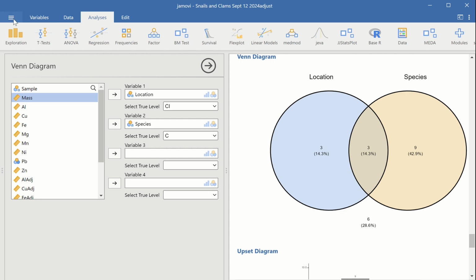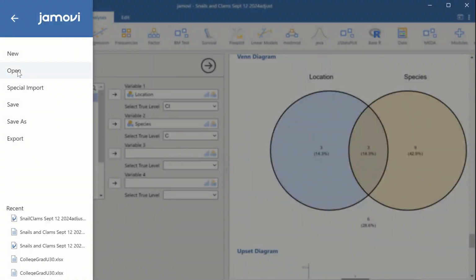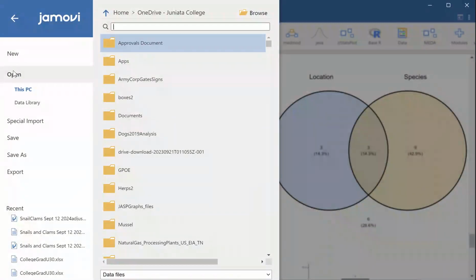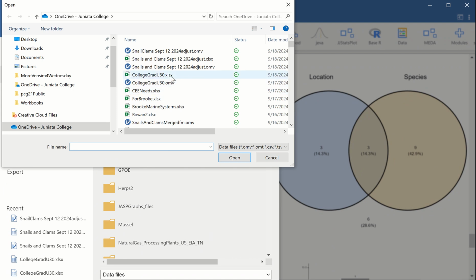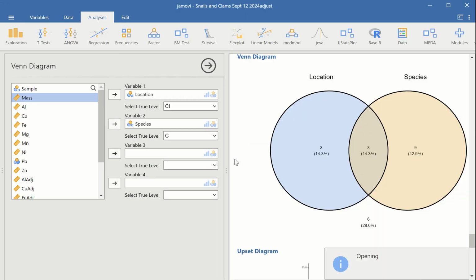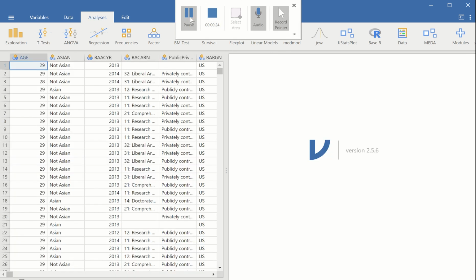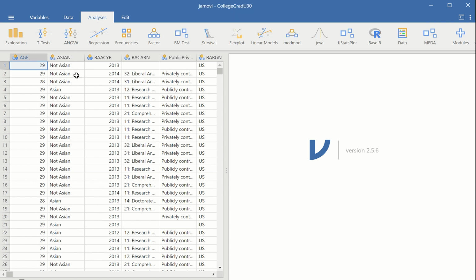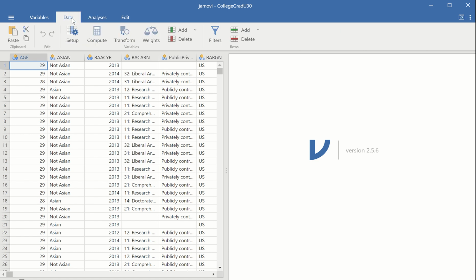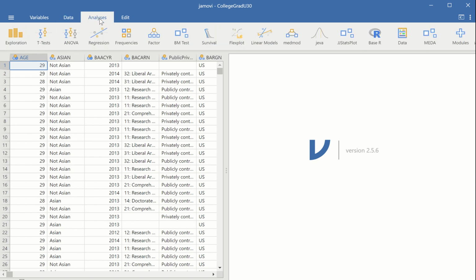All right, we're going to do a quick little introduction to Jamovi here. First thing we're going to do is open and browse to the college grad under 30.xlsx. This takes a minute to open up because it's a relatively large file. All right, and so this spun away here, and it shows up with analysis, but it's our data that we see first. We don't have anything in the analysis tab because we haven't done anything yet.